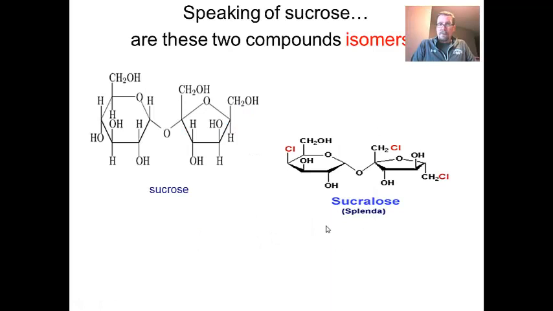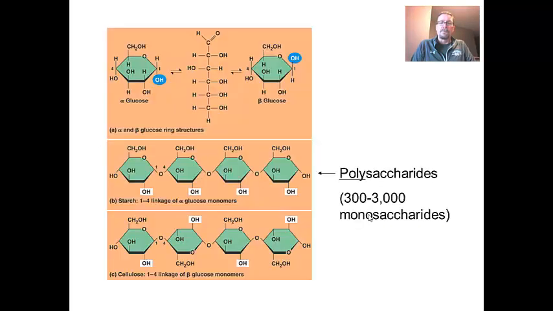Little quick question for you to ponder: are these two isomers? Okay. This sucralose is 600 times sweeter than sucrose, just by the addition of a little alkyl substitution.